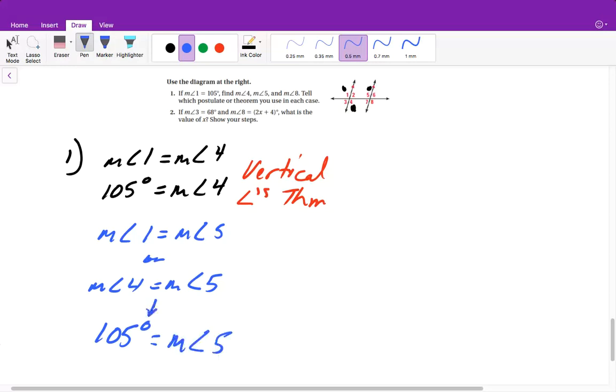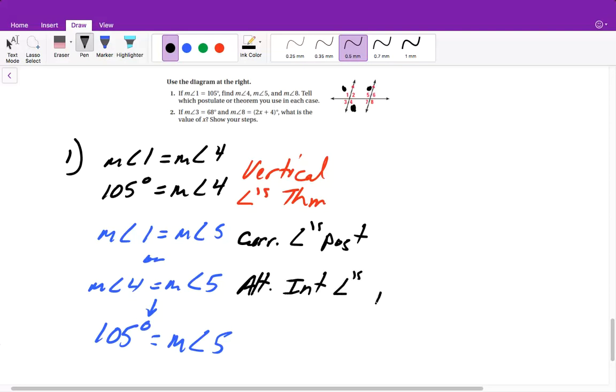Make sure you're putting your degree symbol. If you don't, you will lose points because it's your units. All right, so our rules that we can say for this, we can say that they are corresponding angles postulate or alternate interior angles theorem. Either way, that is acceptable.